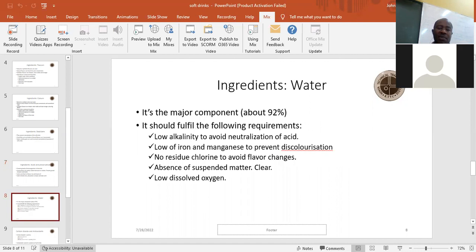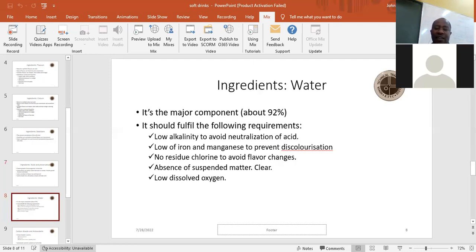Then we have the water. Water is usually the major ingredient, about 92%, and it has specific requirements for it to be used for making the soft drink. One of the important requirements is that it should be of low alkalinity. The reason is to avoid high alkalinity water neutralizing the acid.